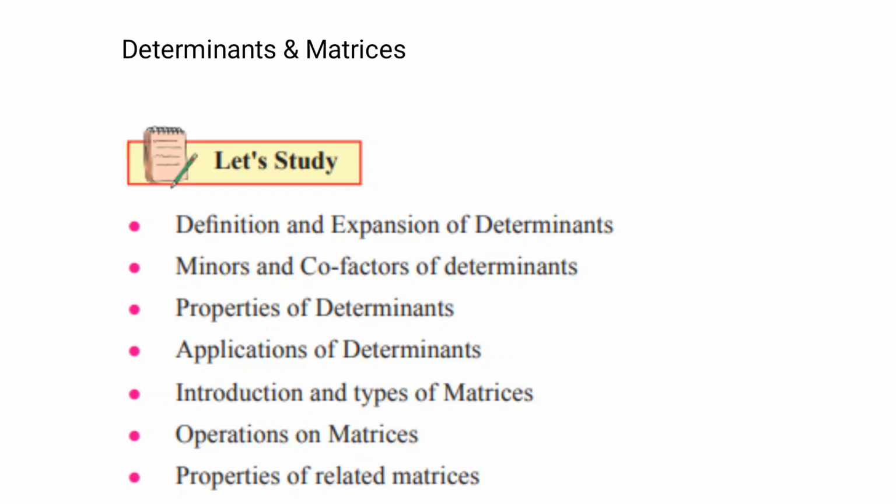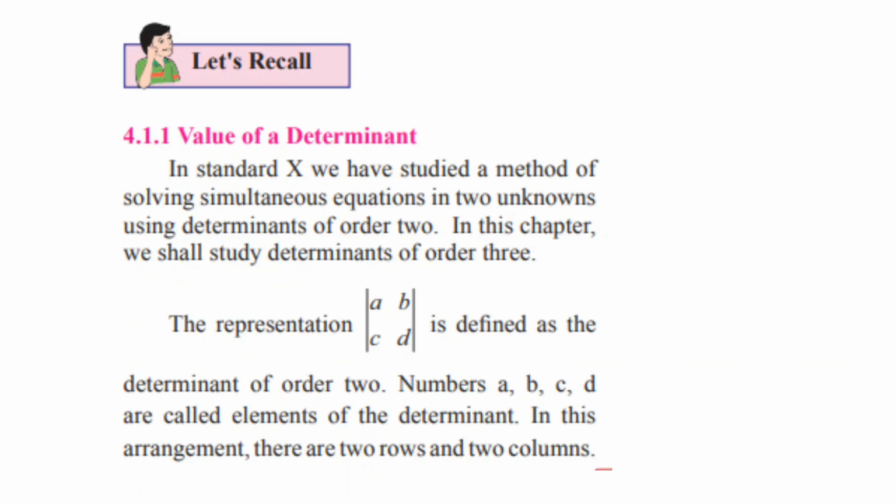What is a determinant? A determinant is a square arrangement of numbers arranged in n rows and n columns. Here the arrangement of a, b, c, d is called a determinant. The arrangement is enclosed between two parallel lines and all the elements are arranged in two rows and two columns. Numbers a, b, c, d are called elements of a determinant.